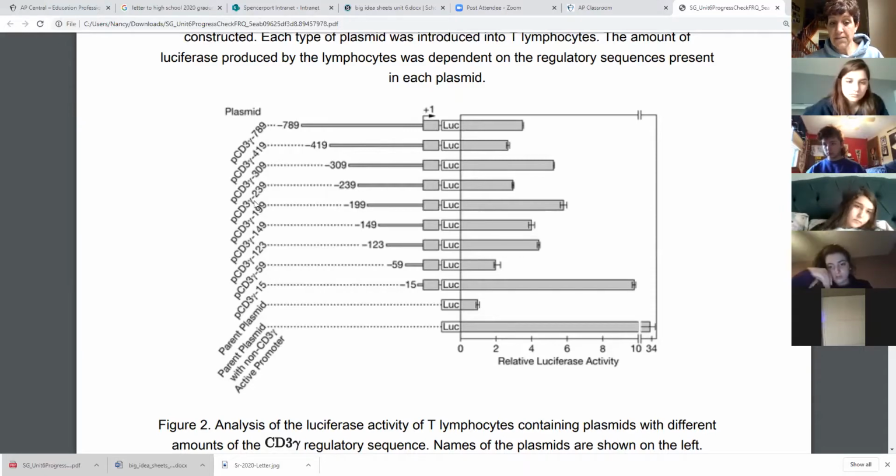So what's a negative control? Negative. Showing that it's no. Where do you see no on here? Which one doesn't work? Parent plasmid? You got it. Parent plasmid. That's the negative control, the parent plasmid. It doesn't have any regulatory sequences added to it. It doesn't have any extras.